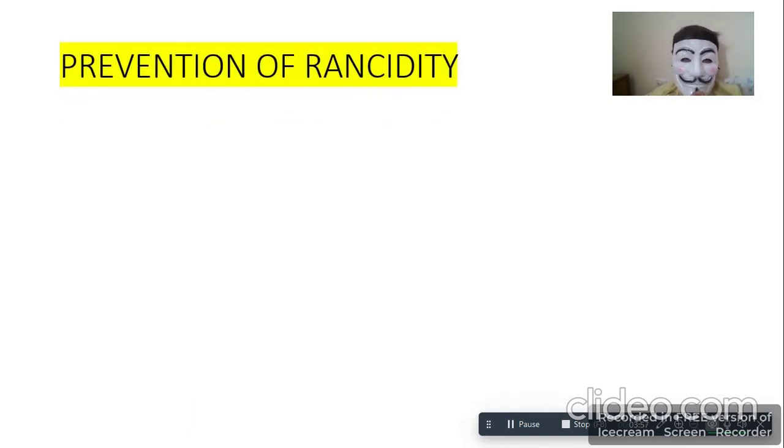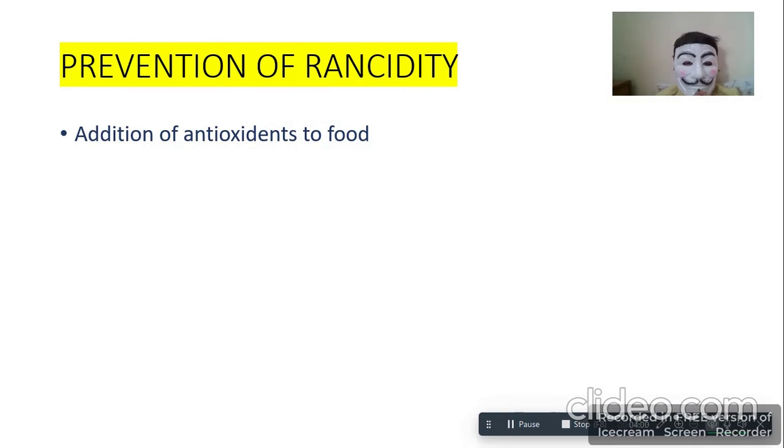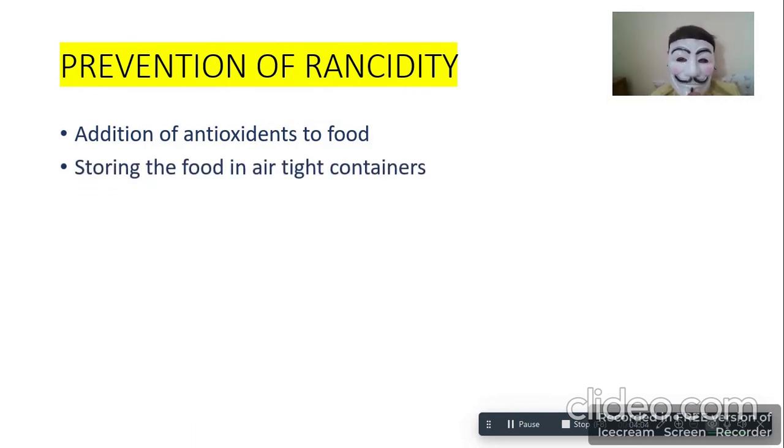Let's see some prevention now for rancidity. So addition of antioxidants to food. Then storing the food in airtight containers. I'm giving you an example from myself. You must have seen in your house that your mother keeps things in airtight containers. For example, if there are chips in your house, she will keep them in airtight containers so that they don't get bad, or don't get too much light. Storing food in airtight containers prevents rancidity, because if it comes in contact with air, it will start going bad.